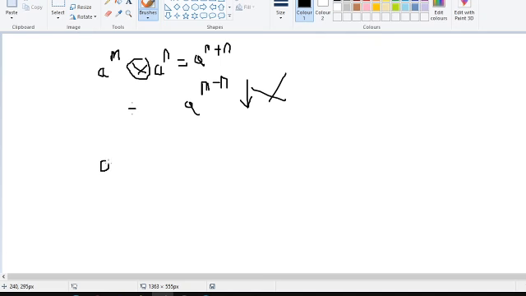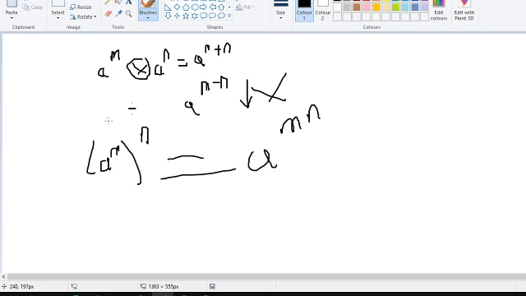Okay, (a^m)^n. When it's brackets, I don't know why it confuses people, but I can see why it might, it's a^(mn). So when it's a^m to the n and it's in brackets, that's a times. So when it's times here, that's an add. When it divides, it's a minus. When it is brackets, you times them.